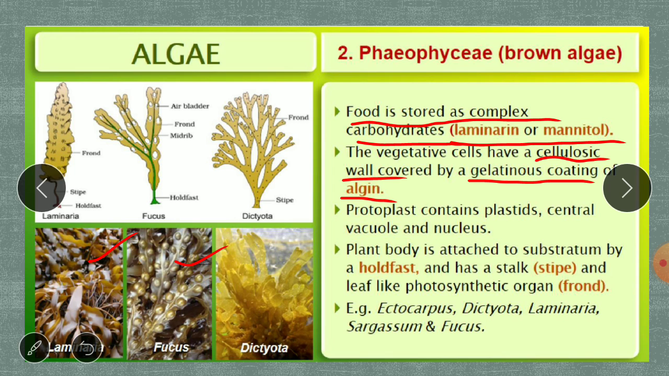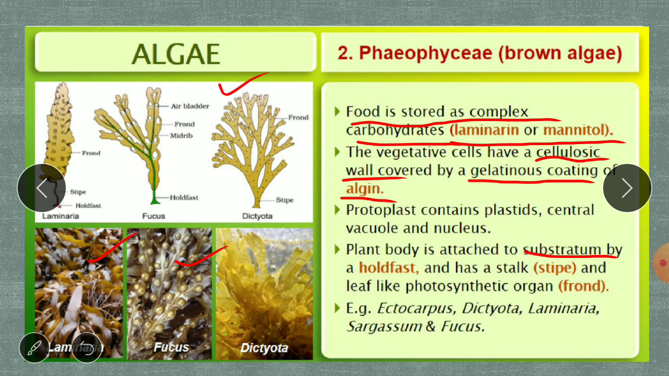Then coming to the plant body. The plant body is usually attached to the substratum. That is, they are not moving. They are attached to something like stones, the branches of trees, or the base of the sea. They are usually found attached, as you can see in the diagrams here. Substratum is nothing but anything to which the organism is attached.